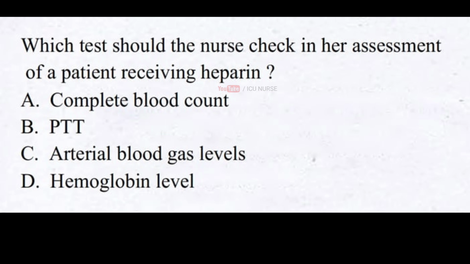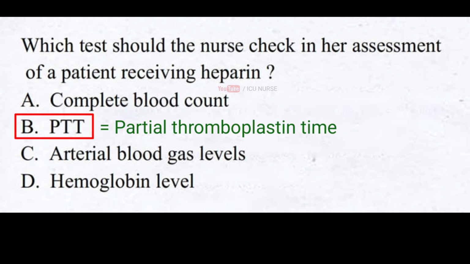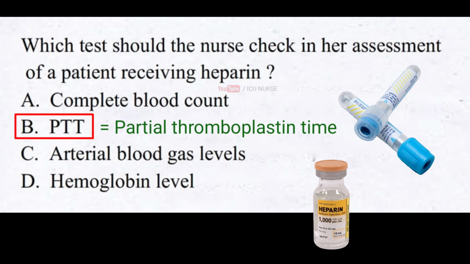Which test should the nurse check in her assessment of a patient receiving heparin? A. Complete blood count. B. PTT. C. Arterial blood gas levels. D. Hemoglobin level. And the correct answer is B. PTT. PTT stands for partial thromboplastin time. PTT test is the most commonly used test to monitor heparin therapy. PTT is evaluated every 6 hours during the first day of heparin therapy and 6 hours after any dosage change.